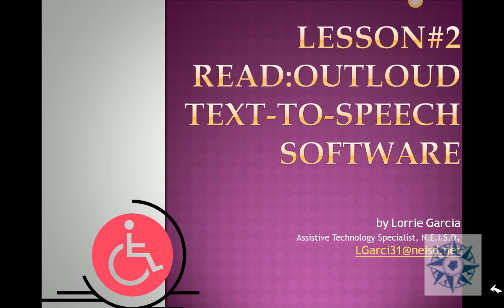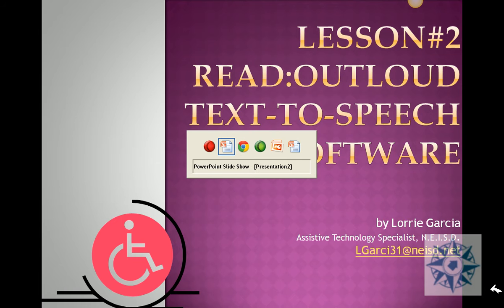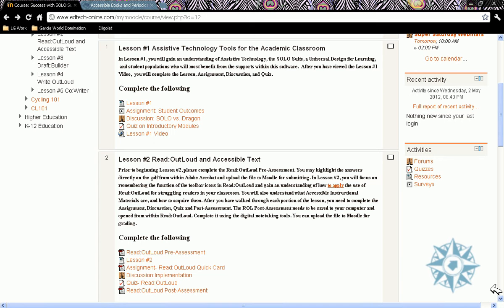In lesson number 1, we reviewed assistive technology, universal design for learning, accessible instructional materials, and Solo Suite. Remember, Solo Suite is comprised of 4 individual pieces: Read Out Loud, Draft Builder, Write Out Loud, and Co-Writer, which work seamlessly together to foster language arts skills.